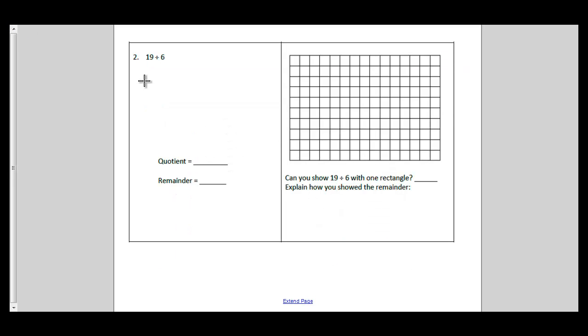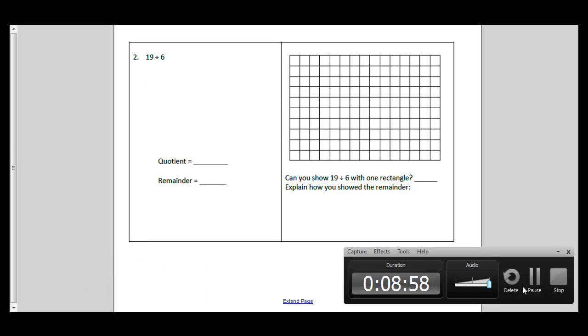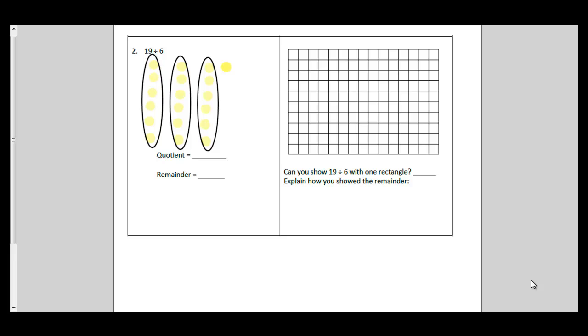I'm going to create my array. I'm going to pause the video and create the array. I want you to create your array as well. Okay, so this is my array. So you can see that I have groups of 6. I ended up with 3 groups of 6, and I had 1 left over. So my quotient is still going to be 3 because I have 3 6s, but my remainder this time will be 1. Can you show 19 divided by 6 with one rectangle?